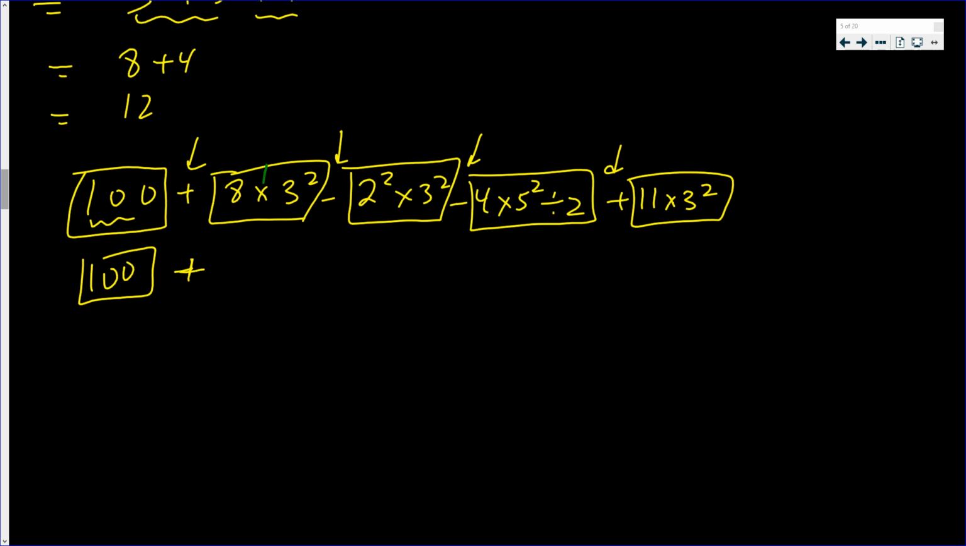It's 8 times 3 squared. Well, 8 is 8 and 3 squared is 9. So 8 times 9, that's 72. That wasn't so bad. Minus 2 squared times 3 squared. Before you multiply or divide, know what you're multiplying or dividing. 2 squared is 4. 3 squared is 9. We're multiplying 4 and 9, which is 36. Minus.